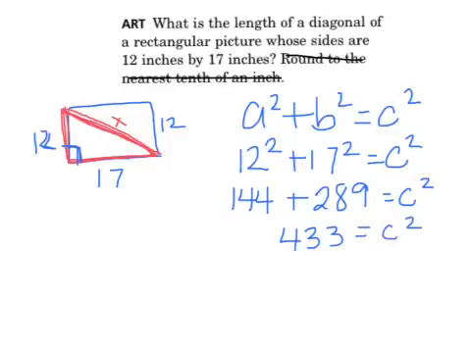Now remember, we're not wanting c squared, we're wanting c. So what we're going to do is think, after we take the square root, about the two perfect squares that this is closest to, what it's in between.